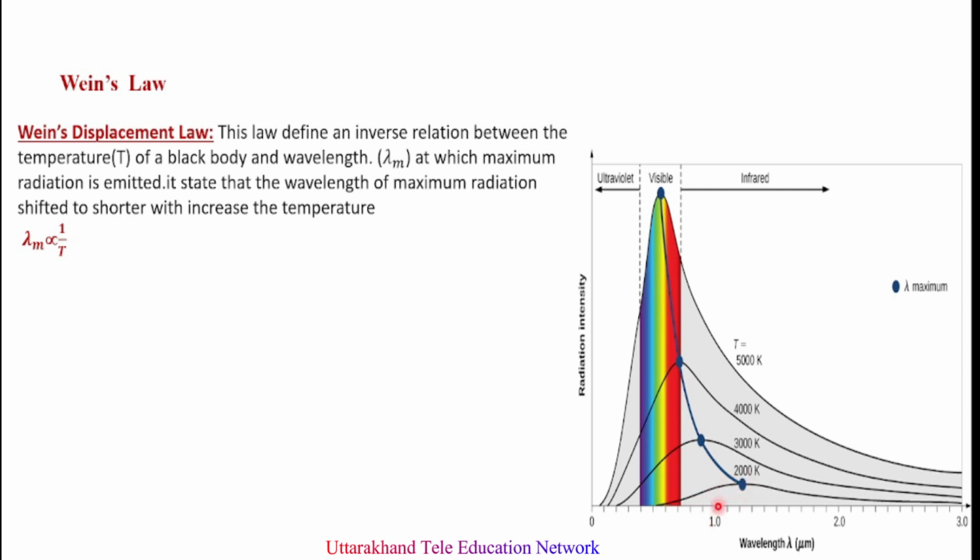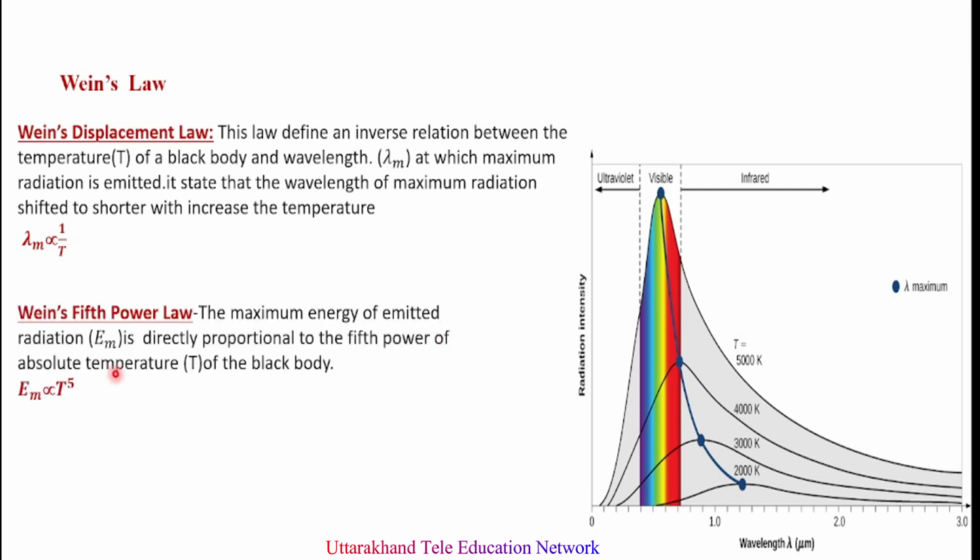The wavelength decreases when we increase the temperature from 2000 to 3000, and the same process again when we increase the temperature to 4000 Kelvin. So we get the peak value at this point, and if we draw the vertical downward line, we point to this point, again a decrease in wavelength. That means the wavelength shifts to shorter, and this is Wien's displacement law.